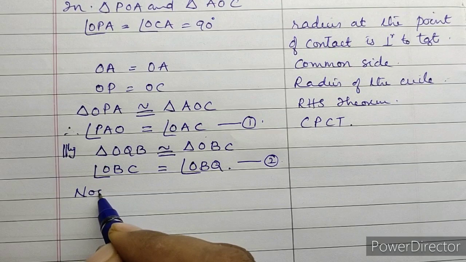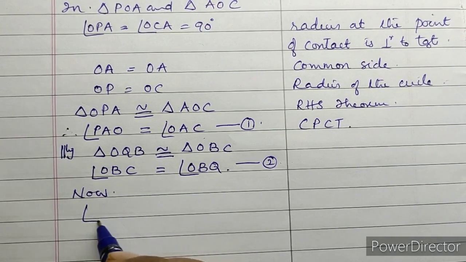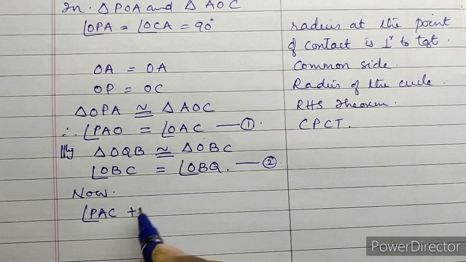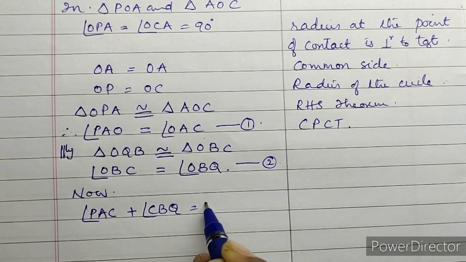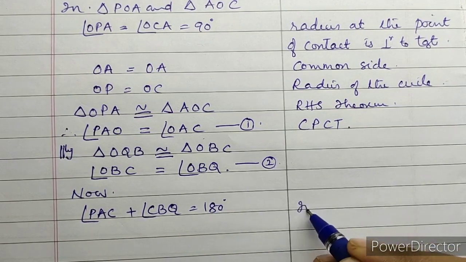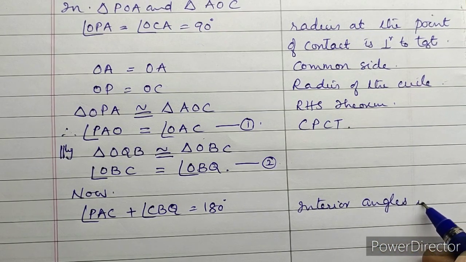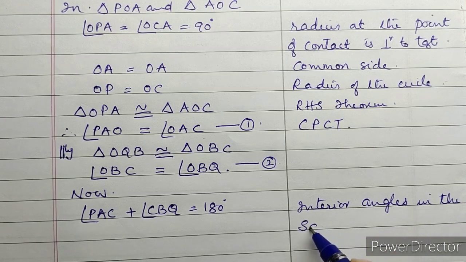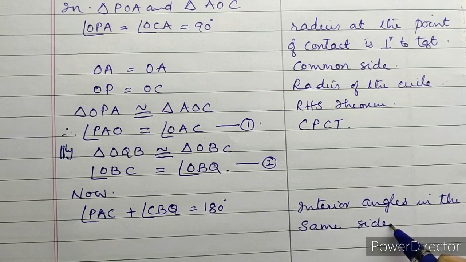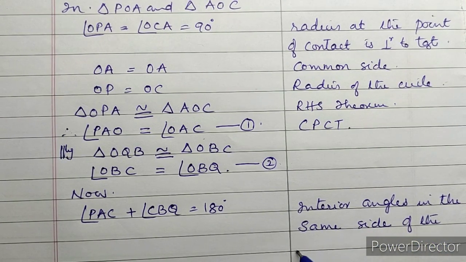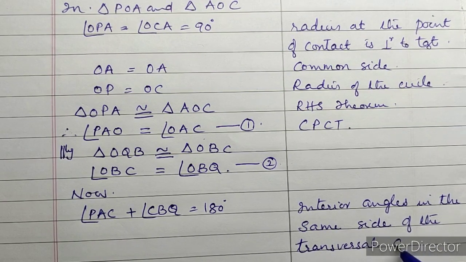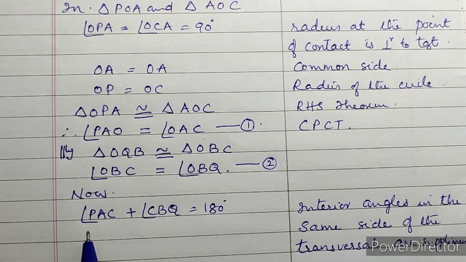Now angle PAC plus angle CBQ equals 180 degrees. Interior angles on the same side of the transversal are supplementary. Supplementary means 180 degrees. So you have written that.